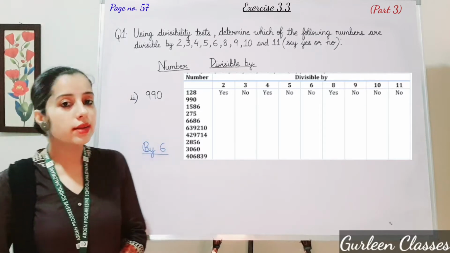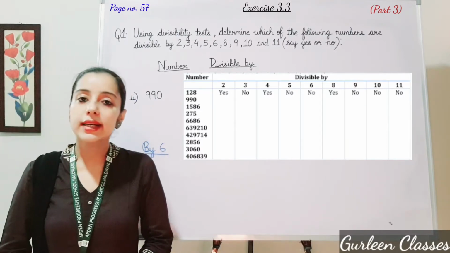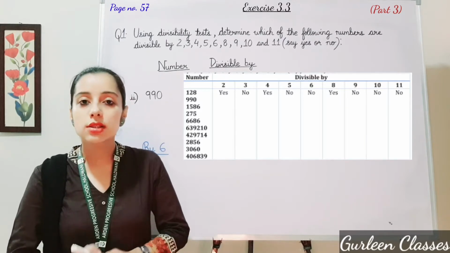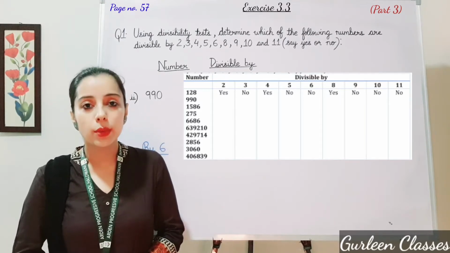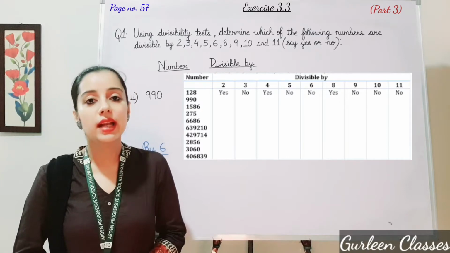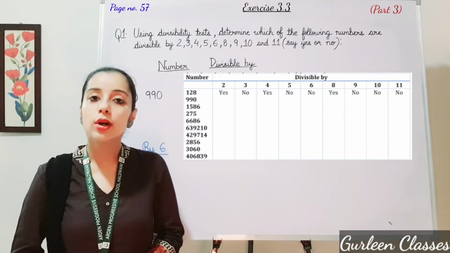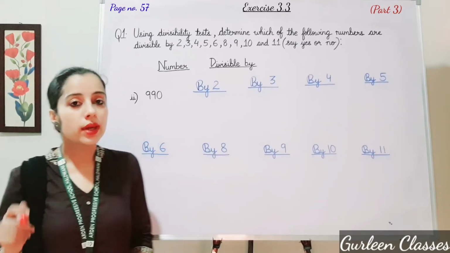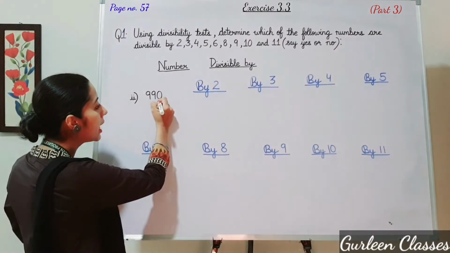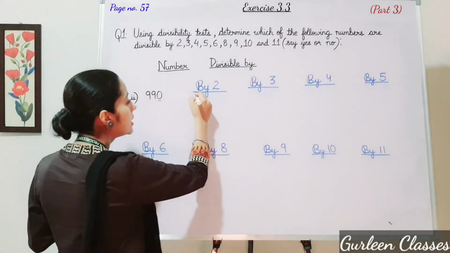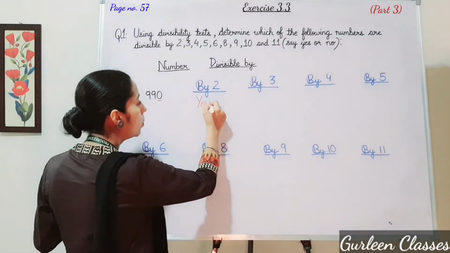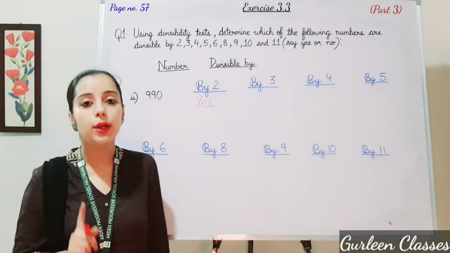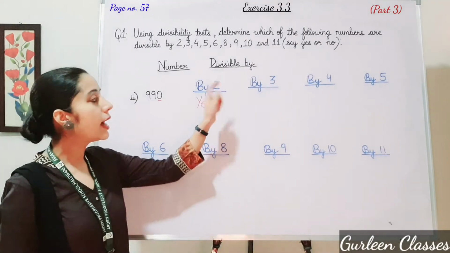The number given here is 990. So let us check whether 990 is divisible by 2 or not. Students, for checking divisibility by 2, the number at the ones place should be 0, 2, 4, 6 or 8. So here at the ones place we have 0. So yes, it is divisible by 2. Your ones place will have these numbers, so it is divisible by 2. Next we have by 3.